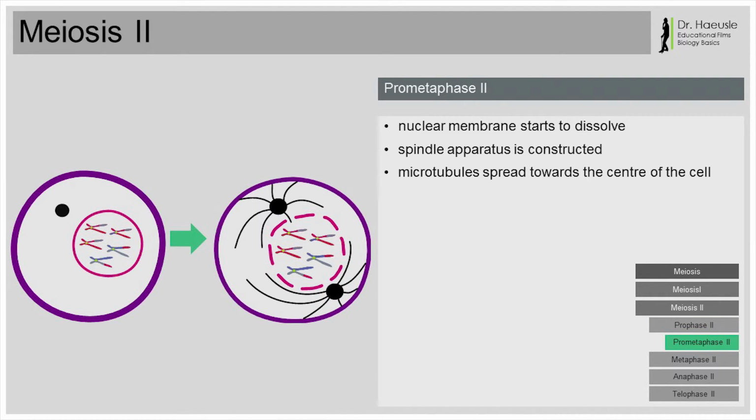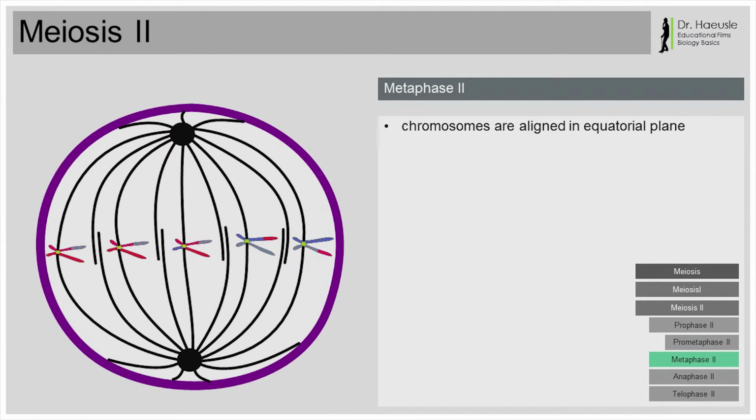In prometaphase II, the nuclear membrane starts to dissolve. The spindle apparatus develops and the spindle fibers start spreading towards the center of the cell. In metaphase II, the double-stranded chromosomes are arranged in the equatorial plane.